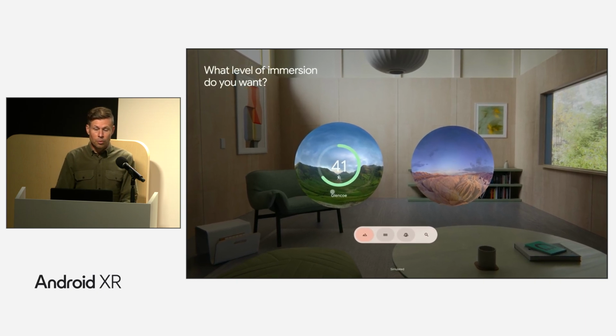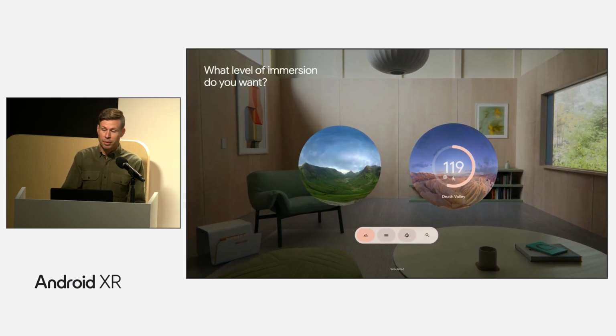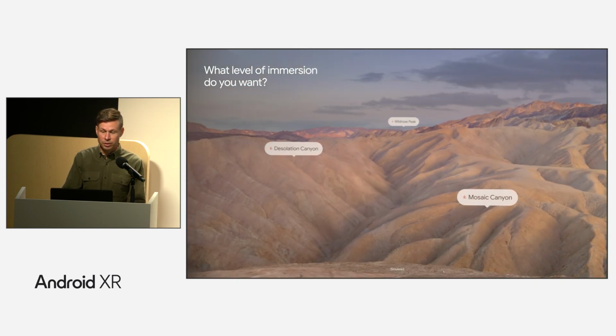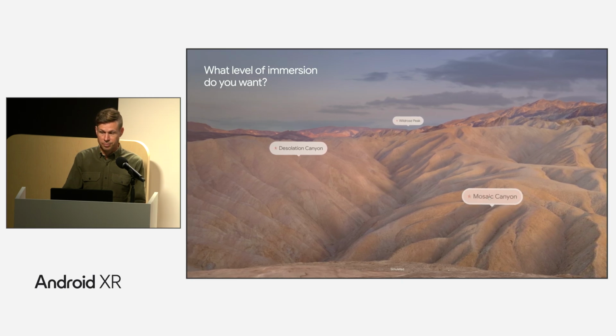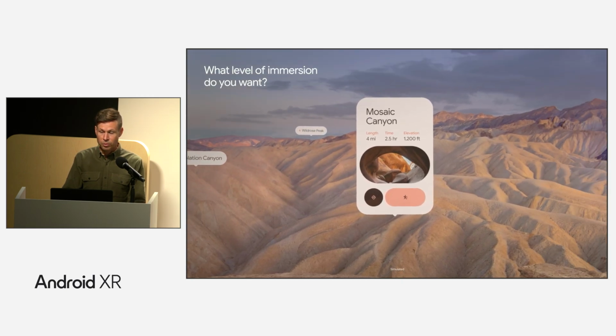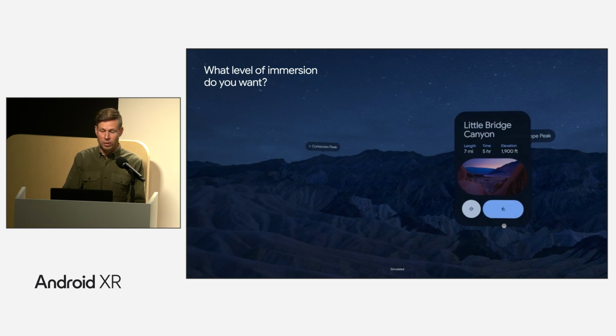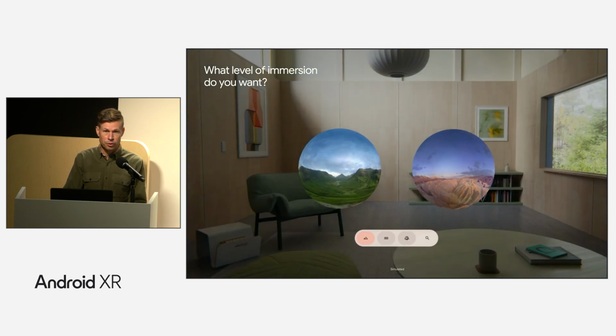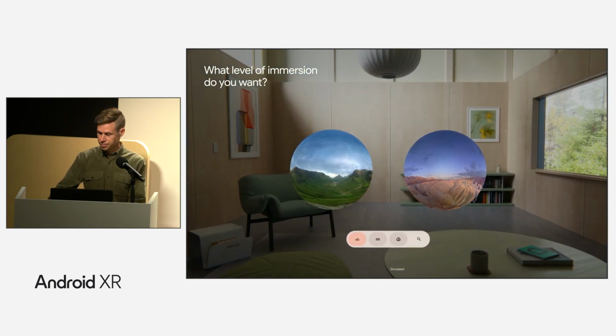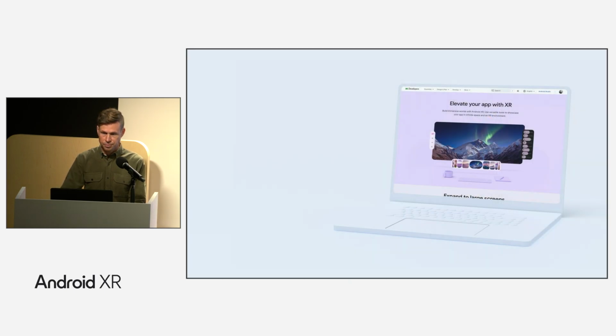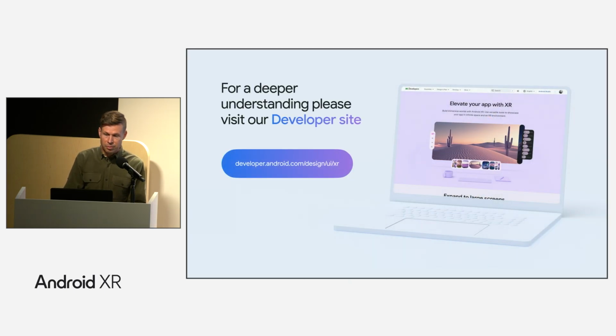So, with OpenXR, your app can include highly customized solutions with varying levels of immersion, anywhere between passthrough to full virtual reality. You have full control over what to put in a scene and how a user experiences it. For a deeper understanding, please visit developer.android.com. Thank you so much for joining our talk.